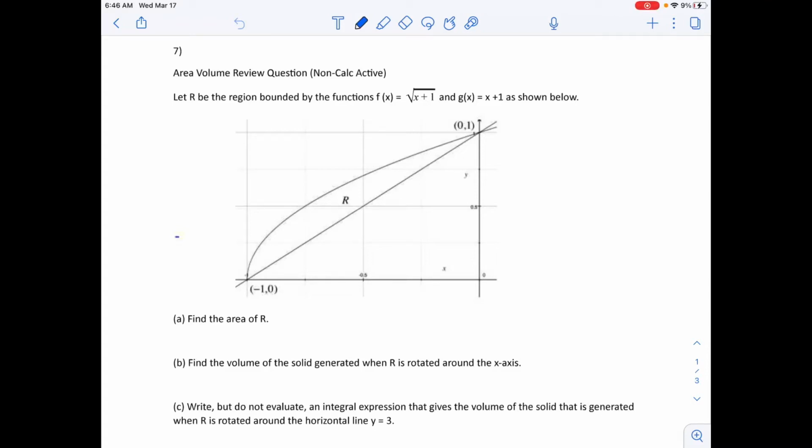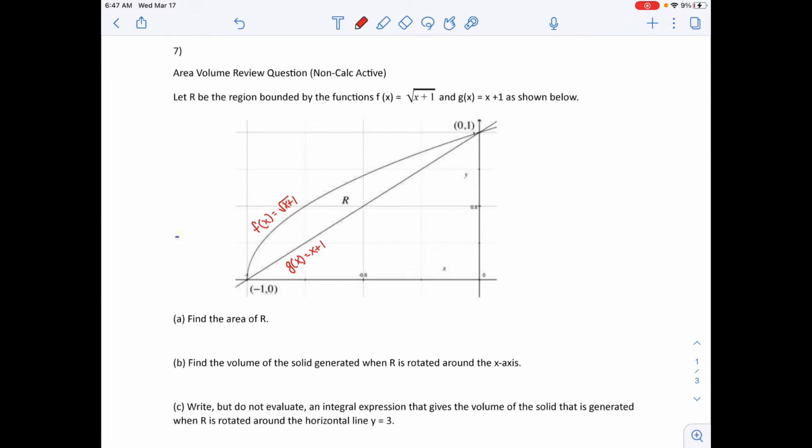All right, Calc AB. Today we're going to focus on area and volume. So first we're going to look here at part A, which is find the area of region R. So region R is bounded by the curve f of x equals square root of x plus 1, and g of x is the curve x plus 1, or the line x plus 1.